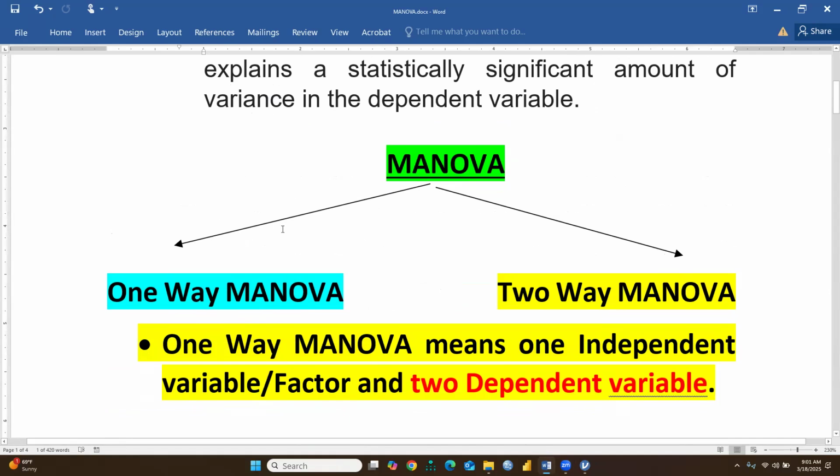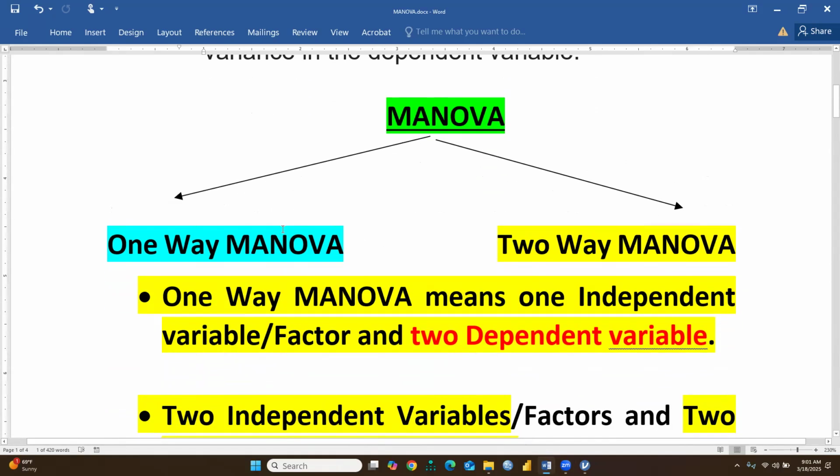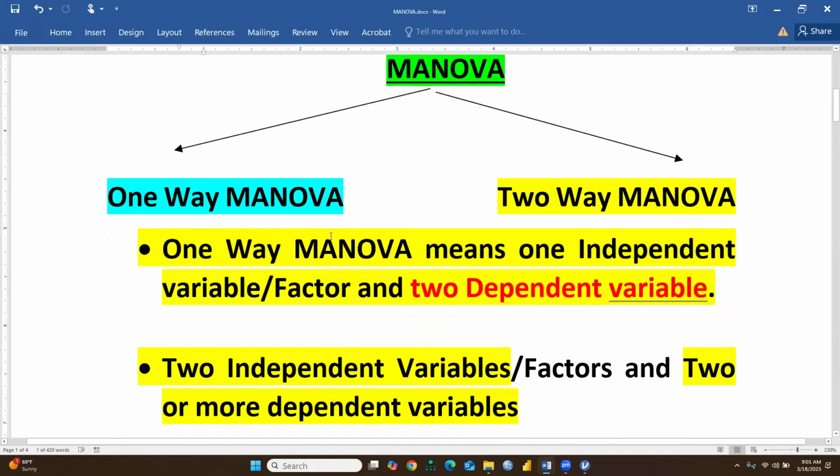So for MANOVA, first of all, we will understand the kinds of MANOVA. There are two kinds of MANOVA, one-way MANOVA and two-way MANOVA. One-way MANOVA means one independent variable factor and two dependent variables, right? Because this kind of situation we cannot analyze in ANOVA. In ANOVA there is only one dependent variable, and here there are two dependent variables and one independent variable, that is one-way MANOVA.